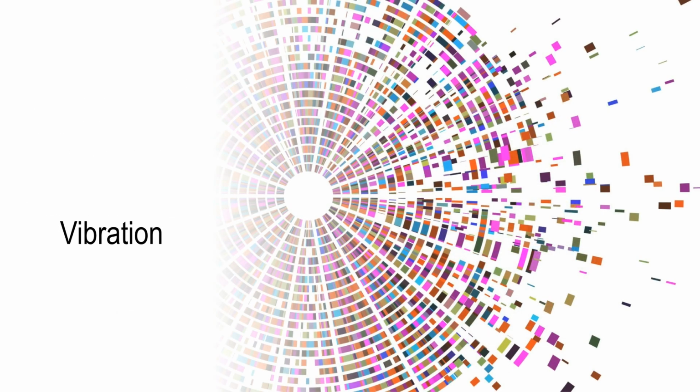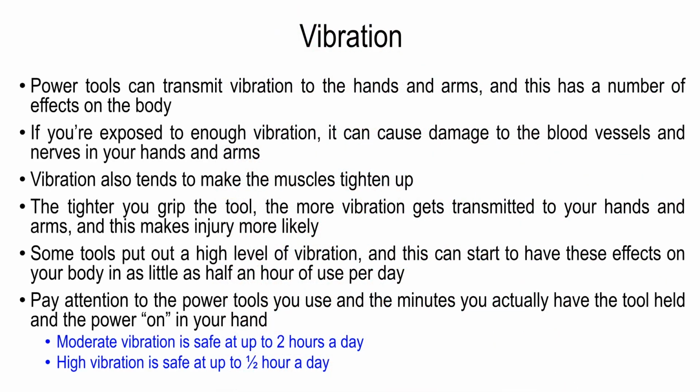Next, we'll examine the risk factor of vibration. Power tools transmit vibration to the hands and arms, potentially damaging blood vessels and nerves. Vibration causes muscles to tighten, and a tighter grip increases the risk of injury. High vibration tools can cause effects in as little as half an hour per day.